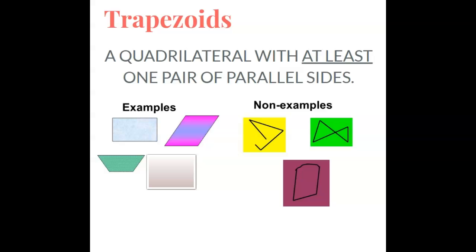That means it's a polygon that is a closed shape with straight sides. It also has 4 sides and 4 angles. Plus, to make it a trapezoid, it has to have at least one pair of parallel sides. It can have more than that, but it needs at least one pair of parallel sides.